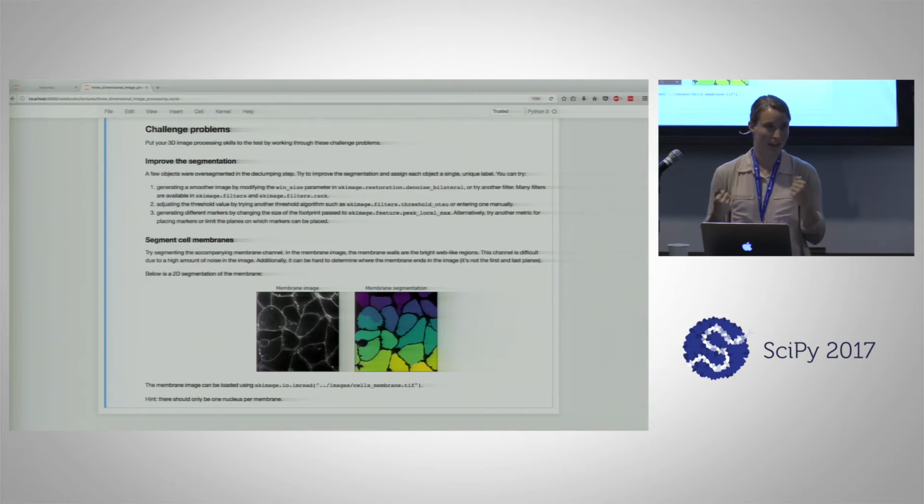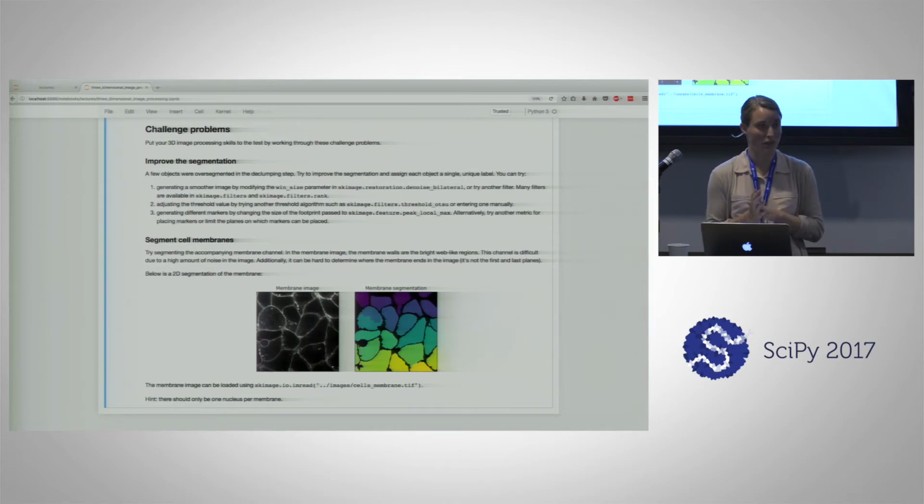If you want a harder problem to solve, then I would suggest trying to segment the accompanying membrane channel. We looked at the nuclei channel, but there's also a membrane channel for these images. I've got a picture down here that shows the membrane image and a membrane segmentation. The walls of the membrane are that bright webby stuff. And so a good segmentation might look like filling that membrane in order to compute perhaps how large it is.